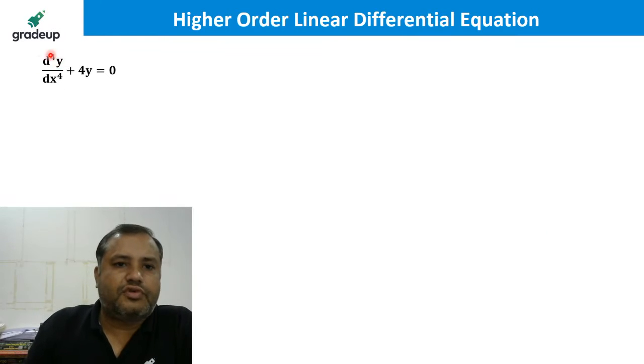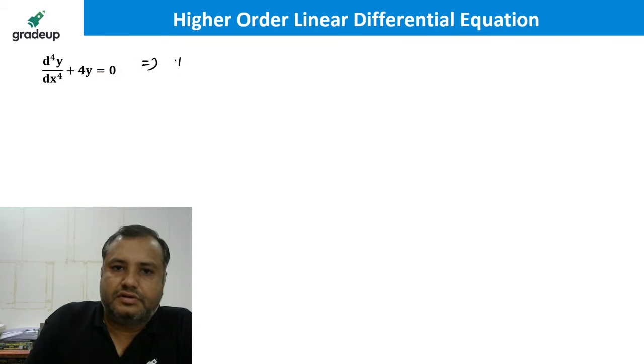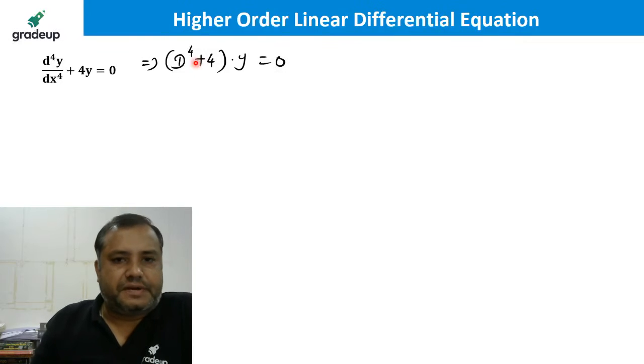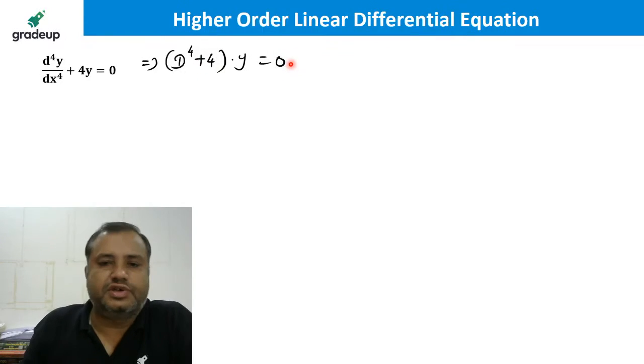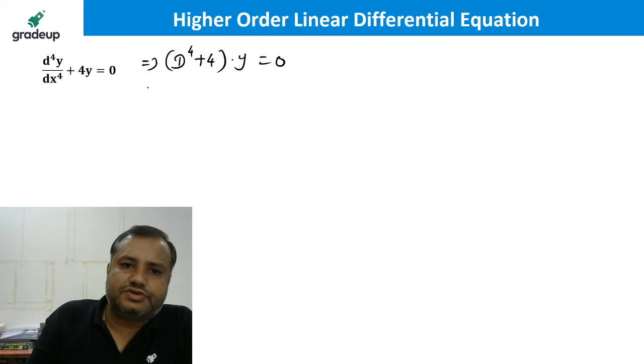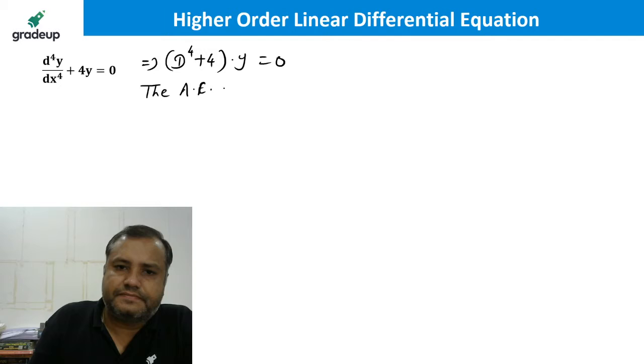d4y upon dx4 plus 4y equal to 0. See, here the right hand side term is 0. So when right hand side term is 0, PI will be 0 because PI depends on this right hand side term only. So we have to write the auxiliary equation.